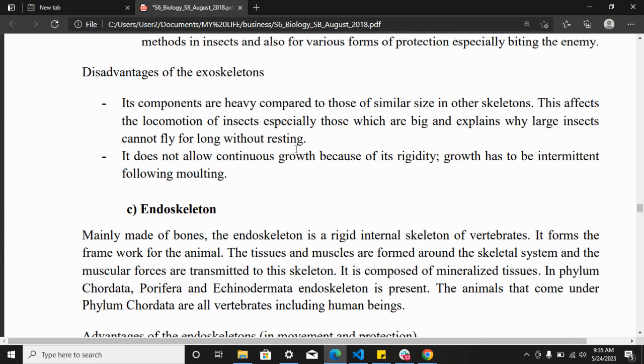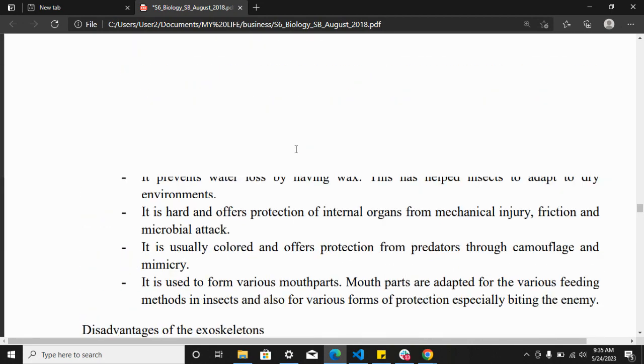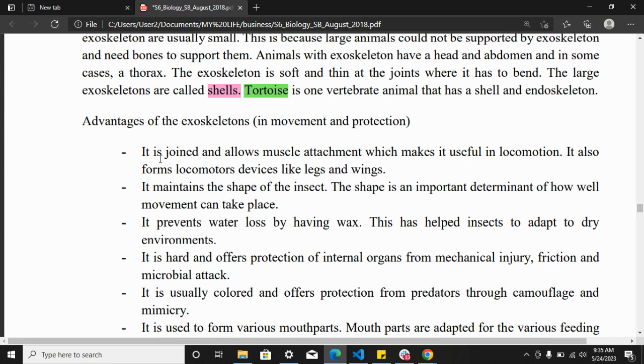So what are the main advantages za exoskeleton, uburyo izo ari zo. Icya mbere, exoskeleton, it is joined under muscles attachment, which makes it useful in locomotion. It also forms locomotor devices like legs and wings. Nuvuga ngo exoskeleton kuma animals menshi ikora ama locomotors, nk'amaguru y'ama insect nayo tuyabarira muri exoskeleton. Wings nazo tukaba twazibara mu gutyo. Noneho ikindi, ifite muscle attachment, which makes it useful muri locomotion, kubasha kumufinga kwa organism.